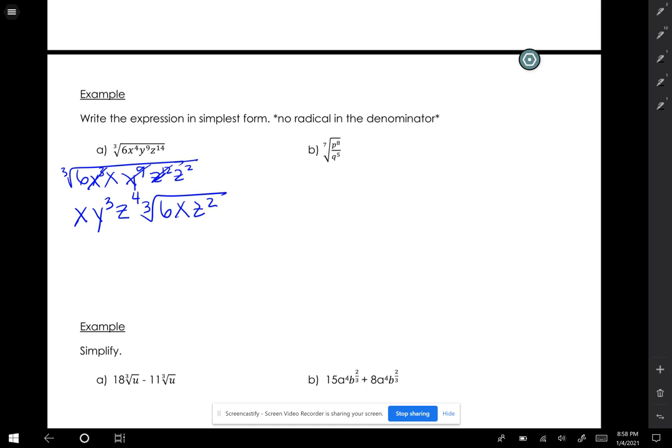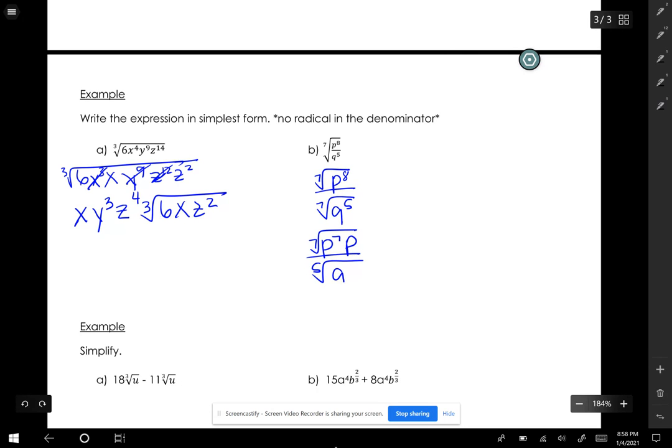For part B, we have the 7th root of p to the 8th over q to the 5th. I am going to rewrite this as the 7th root of p to the 8th over the 7th root of q to the 5th. Now for p to the 8th, I can break that up: 7th root of p to the 7th times p. So when I simplify that, 7th root of p to the 7th becomes p on the outside. I still have the 7th root of that extra p.